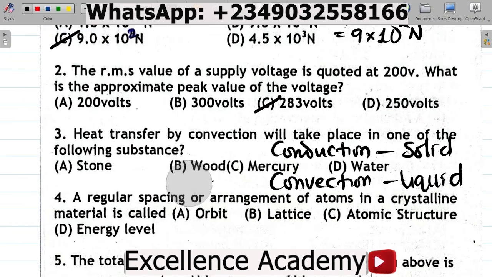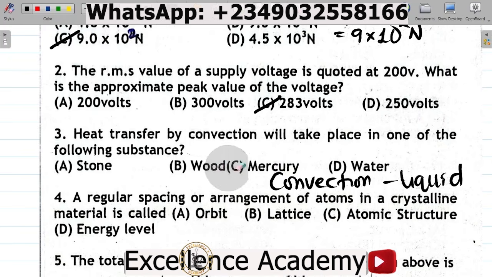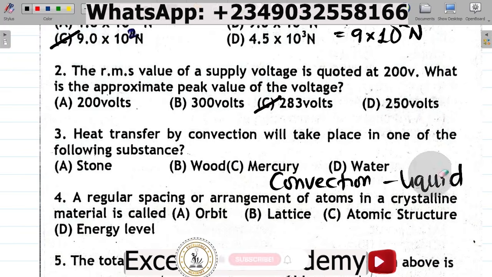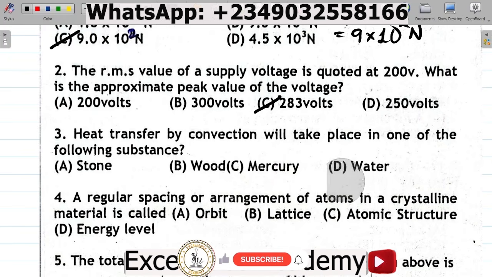All right. Now, when you say convection, you want to note that what they are asking is heat transfer by convection, that's liquid, will take place in which of the following substance. So when you look at which of these is a liquid, the correct answer there would be water. Right. So for this question here, the correct answer there would be water. So water is the correct answer.